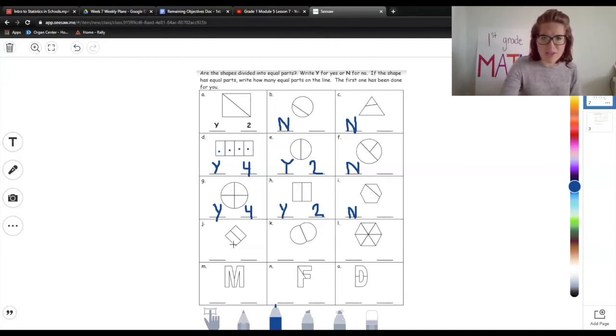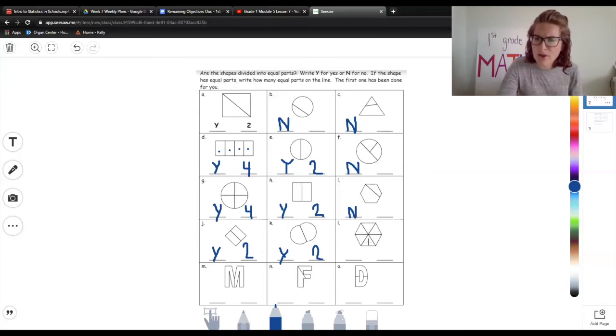Okay, here we have another shape. It kind of looks like this one, but it's been turned. It doesn't matter, it's still in equal parts. Yes, there are still 2 equal parts. Now this is a very odd shape. But right now we're just looking, is it equal parts? Yes, it's still equal parts, even though it's a weird shape. 2 equal parts.